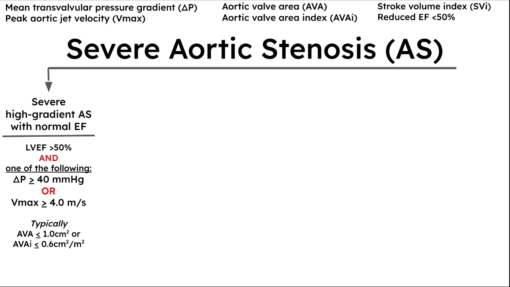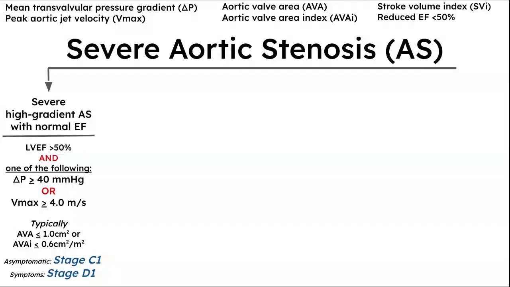The guidelines do note that this population tends to have an aortic valve area, or AVA, less than 1 centimeter squared, but that is not required to have high gradient aortic stenosis with a normal ejection fraction. In terms of determining the grade, if the patient has symptoms, it's stage D1. If the patient has no symptoms, it's stage C1.